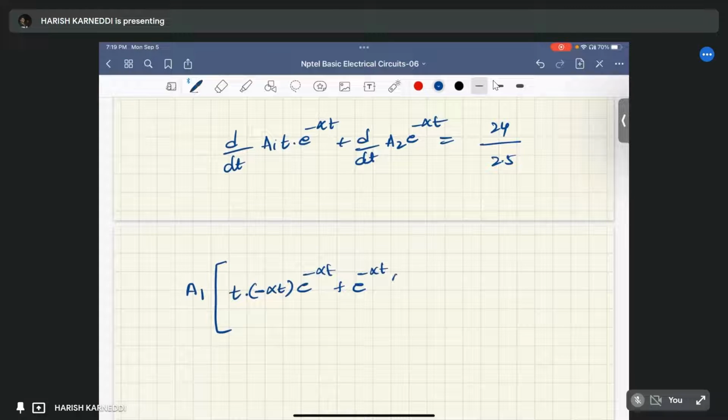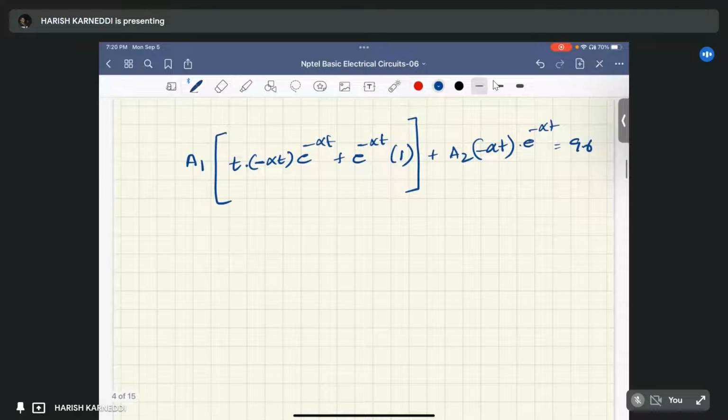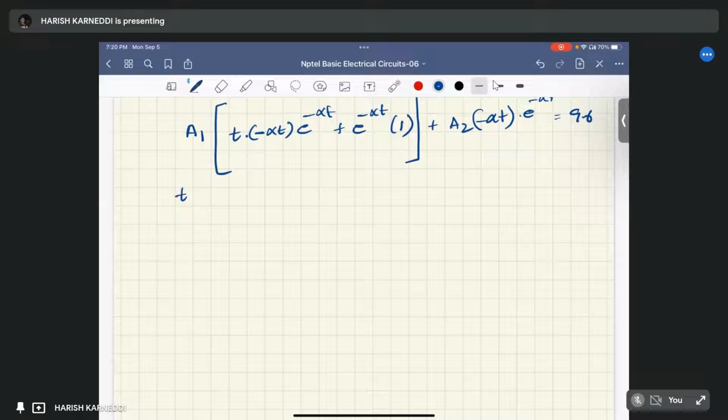plus e power minus alpha t. Differentiation of t means which is 1, plus A2 into minus alpha e power minus alpha t equal to 24 by 2.5, means the value of 24 by 2.5, which is equal to 9.6.